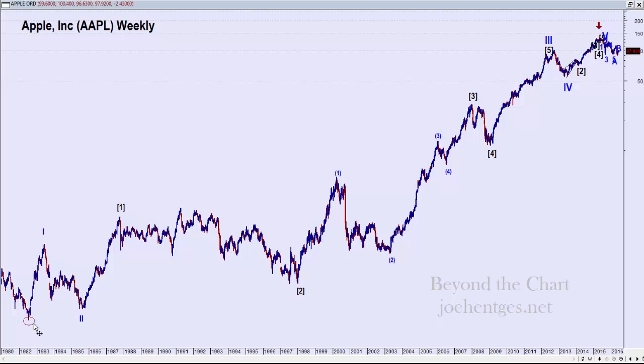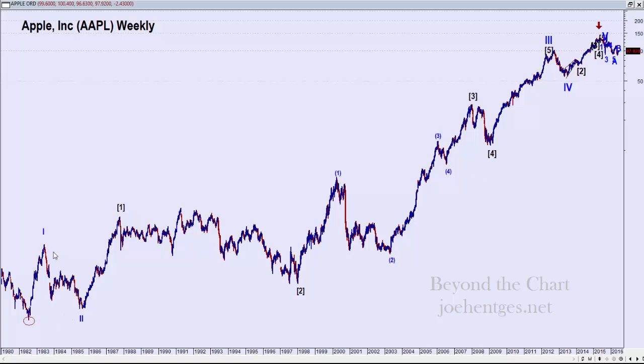I believe it's had a huge bull run from the July 1982 low to the May 2015 high. Okay, and that high was $134.54 split adjusted. The split adjusted low was 19.6 cents down here, up 686 times. So that is one heck of a move.